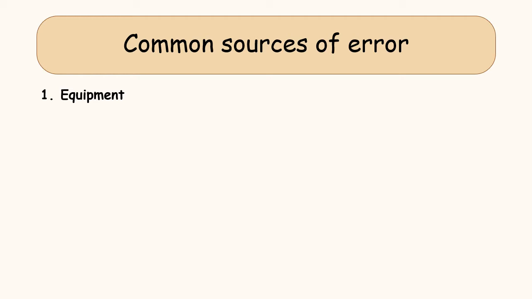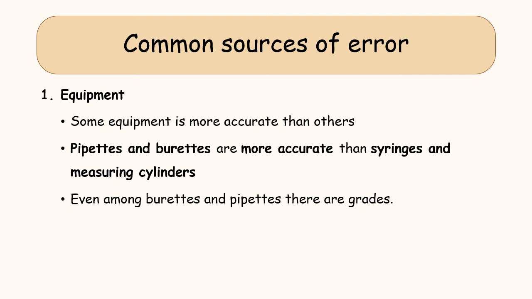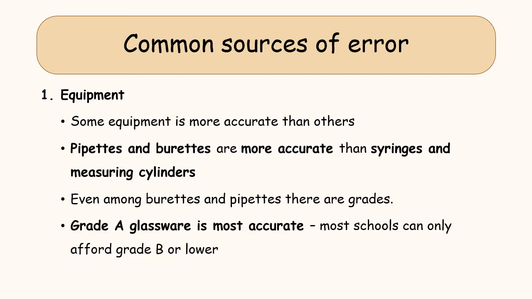So one source of error is choice of equipment or access to equipment. Some pieces of equipment are more accurate than others. So always read the methods of experiments and check, could the accuracy be improved by changing the equipment? Things like pipettes and burettes are much more accurate than using syringes or measuring cylinders because they're designed to be more accurate. But even amongst burettes and pipettes, there are grades of glassware. So if you are able to, you should be using grade A glassware. It is the most accurate.